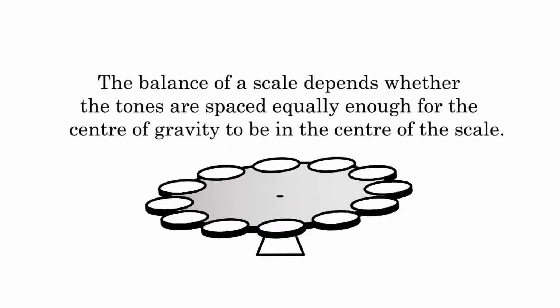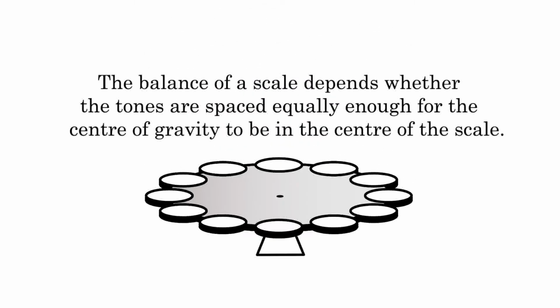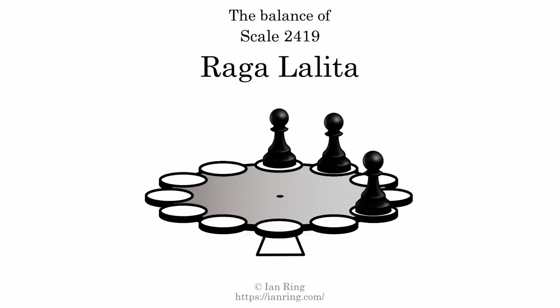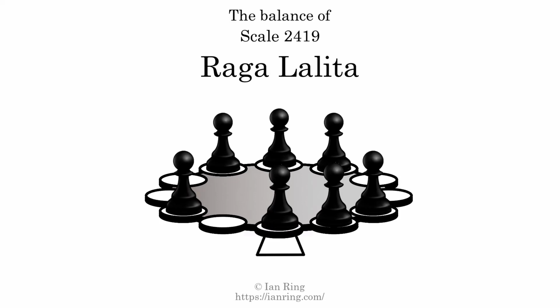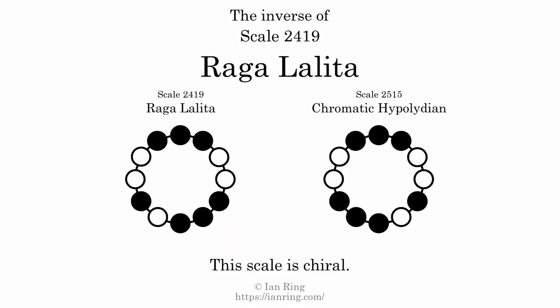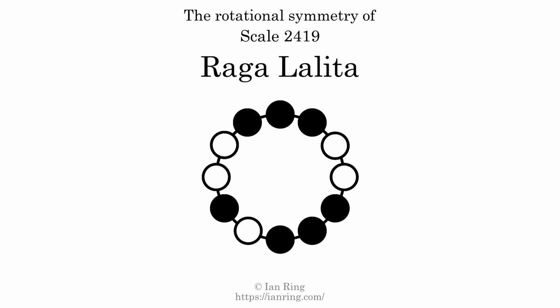The balance of a scale depends whether the tones are spaced equally enough for the center of gravity to be in the center of the scale. This scale is not balanced. The inverse of a scale is a mirror image. It is what you get when the sequence of intervals is reversed. The inverse of this scale is scale 2515, also known as chromatic hypolydian. This scale is chiral. It cannot transform into its inverse by rotational transformation. This scale has no rotational symmetry.